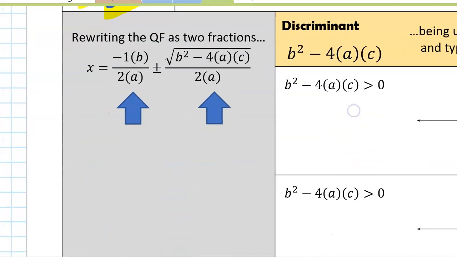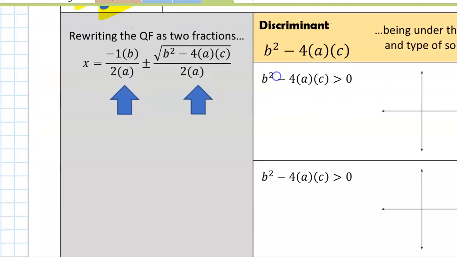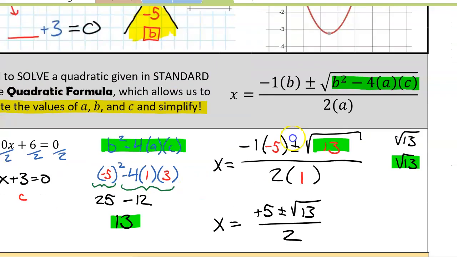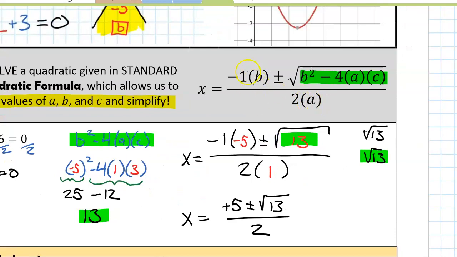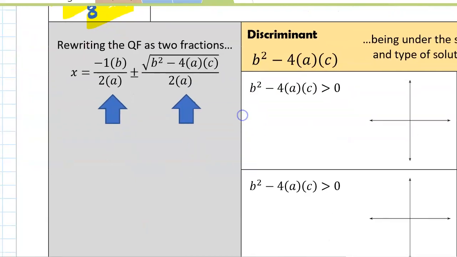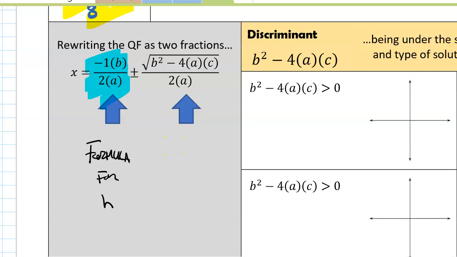Okay, so very quickly, one other piece of discussion that we need to talk about. If I were to rewrite the quadratic formula as two fractions, so if I were to take this 2a and put it underneath the first piece and the second piece, we should recognize that this, negative b over 2a, is in fact our formula for h, the formula for h for a quadratic in standard form.